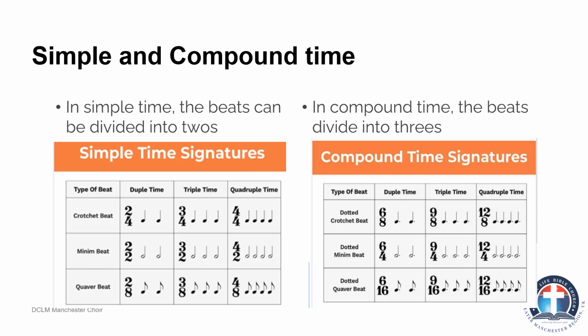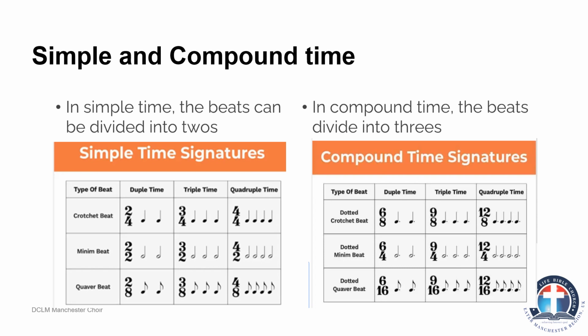2, 3, or 4. If you ever see those times, they are simple times. However, if the number on top is anything more than 4, but a multiple of 3, then it's a compound time. So it means that the number on the top has to be divisible by 3. 6 divided by 3 is 2. 9 divided by 3 is 3. 12 divided by 3 is 4. So the number on the top has to be divisible by 3 and has to be obviously more than 4. It is then a compound time signature.